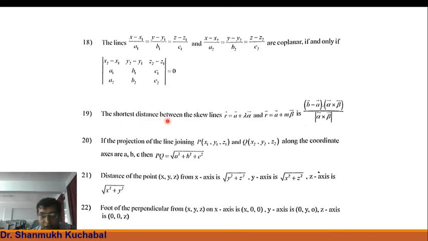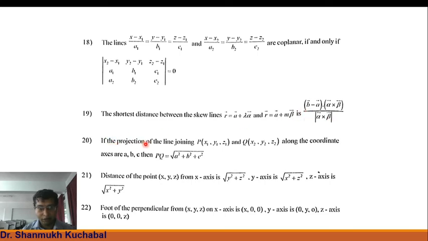The shortest distance between skew lines r equals a plus lambda alpha, and vector r equals a plus m times b, is given by this formula here. The shortest distance between two lines means the minimum length between them. Skew lines are lines that are neither parallel nor intersecting. Such types of lines are called skew lines, and the distance is given by this particular formula.